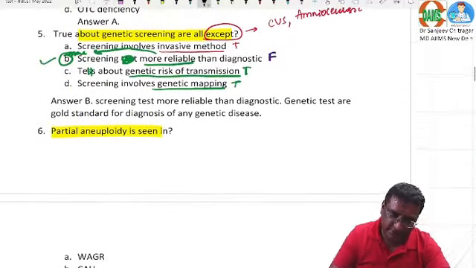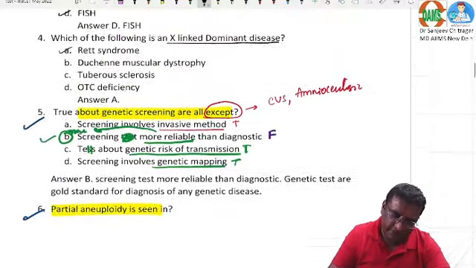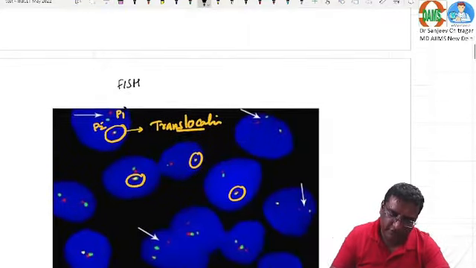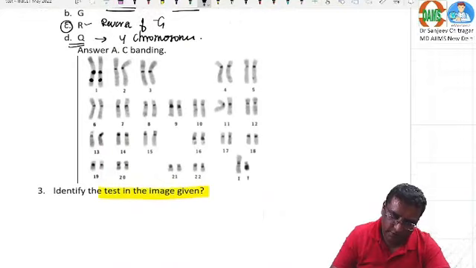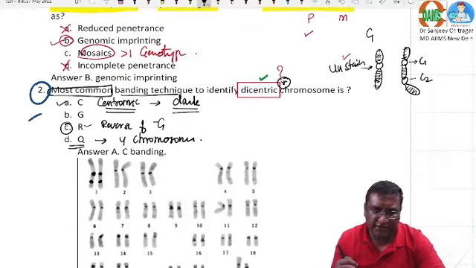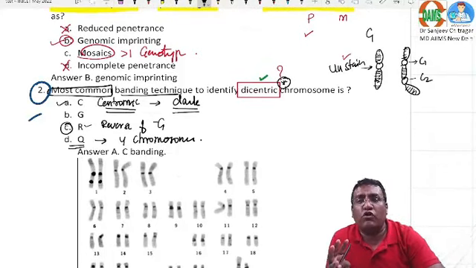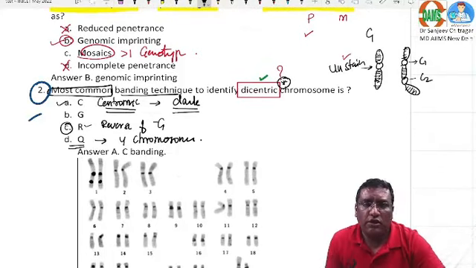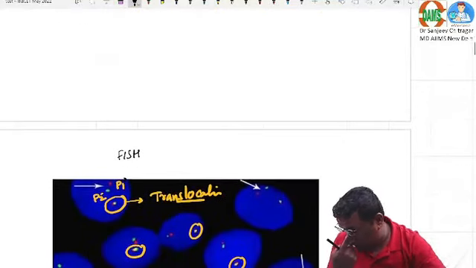Karyotype I would have expected. This also I would have expected. This also I would have expected. FISH also I would have expected. Yeah, I didn't expect this to be answered by you. So I'm not expecting you to answer 4 to 5 questions, and I'm sure most of you will be getting these 4 to 5 questions wrong. So you need not worry about it.